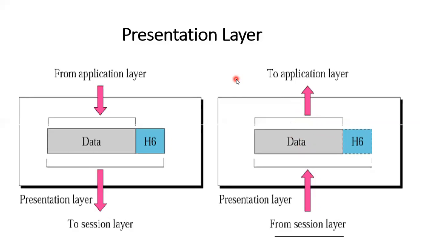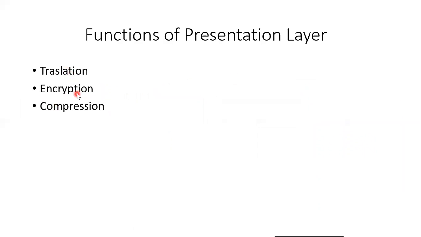Now let me see the functions: translation, encryption, and compression. So the translation: the running processes in two systems usually exchange information in the form of text or character strings, etc. Now the information must be changed to a bit stream before being transmitted, because different computers use different encoding systems.